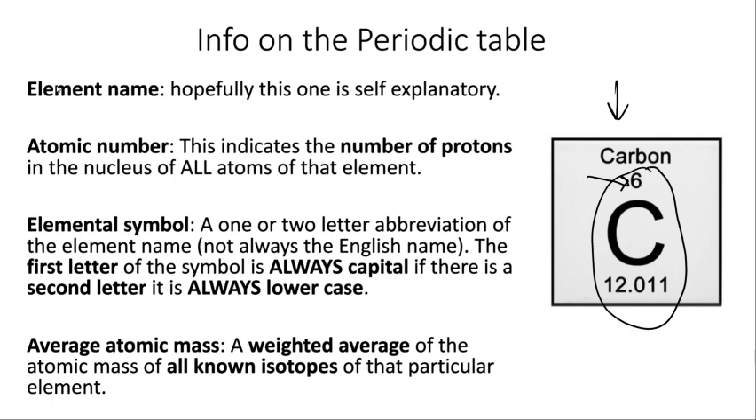In a neutral atom, you can also say that this could be the number of electrons. This is an easy way to remember the number of electrons, because in a neutral atom, the number of protons and electrons is the same.